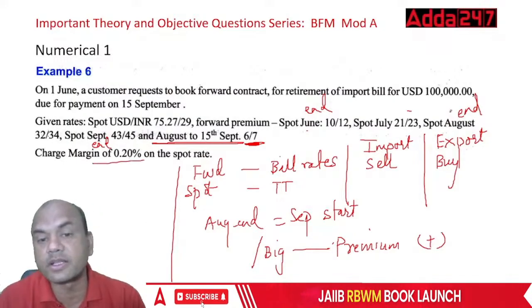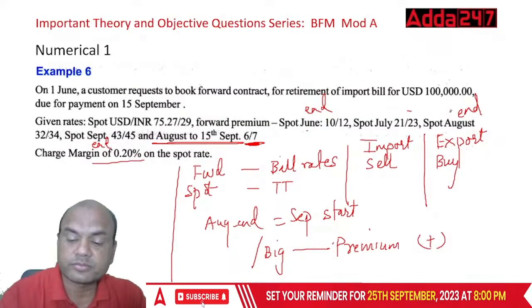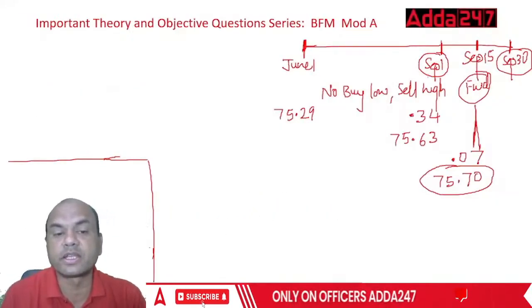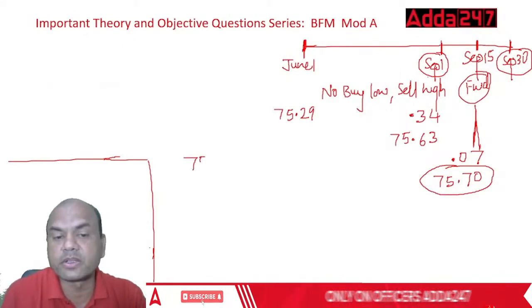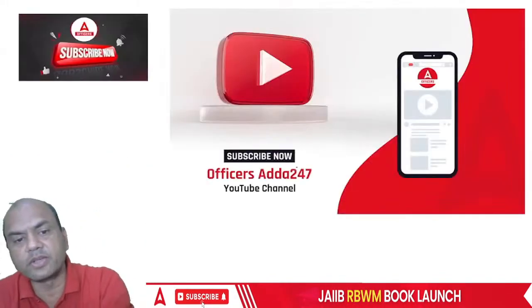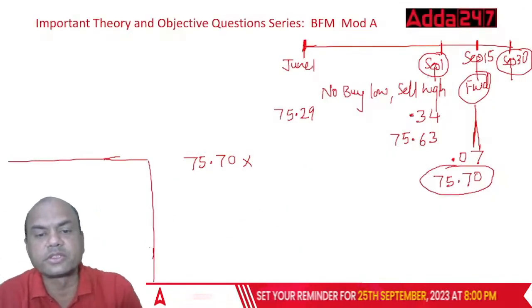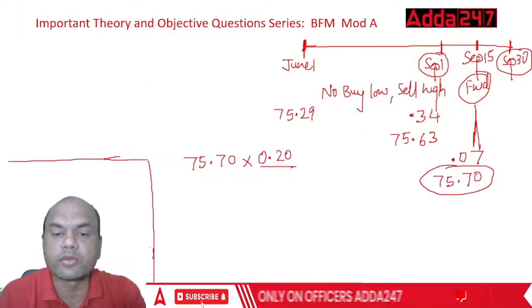We have not mentioned anything about the TT margin. So what is the TT margin then? This TT margin is always taken like this. Whatever rate you get, 75.70 into what is that? 0.2%? What is it given? 0.2%, right? So 0.2 upon 100. So what is the answer you're getting?